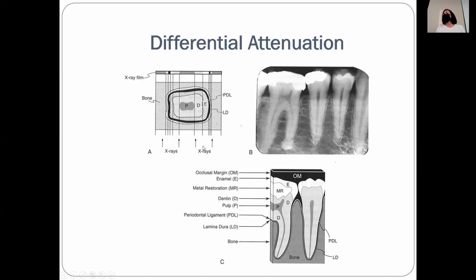So all these different areas, and you can see how the X-rays will go through, showing the shades of gray here. As your X-ray goes through the periodontal ligament, it comes out looking black. As your X-rays go through the pulp, it hits the film looking dark gray. As your X-rays go through the enamel, it hits the X-ray film looking lighter or closer to white.